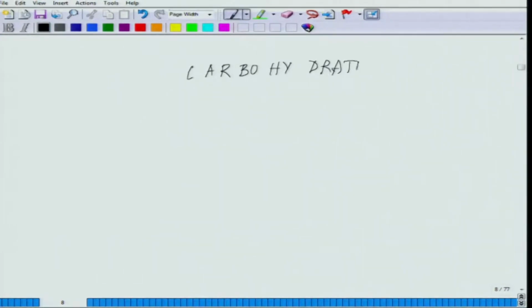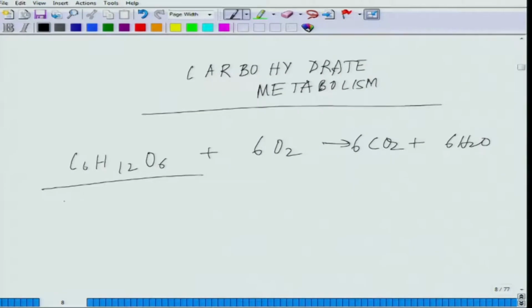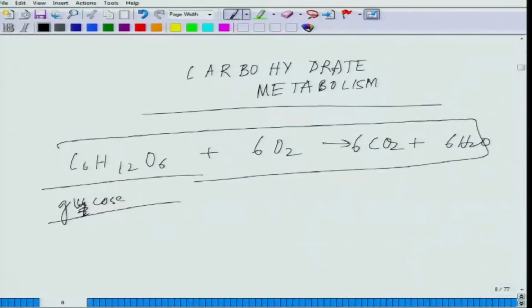Carbohydrate metabolism. So, to get the basic reaction: glucose plus oxygen leading to carbon dioxide and water formation. So, this is your glucose and here you have the water. This is the most fundamental reaction of carbohydrate metabolism.